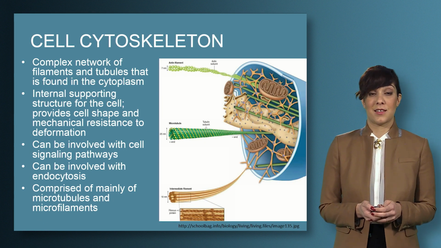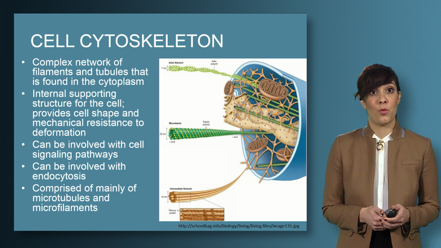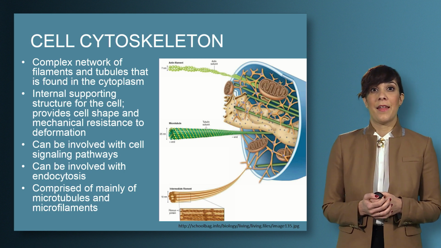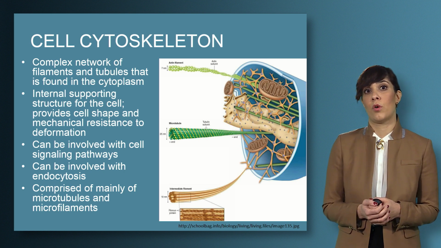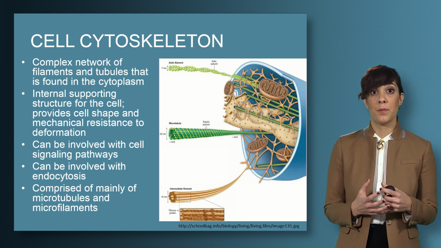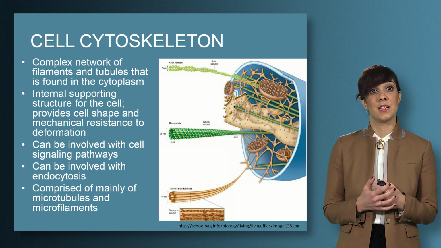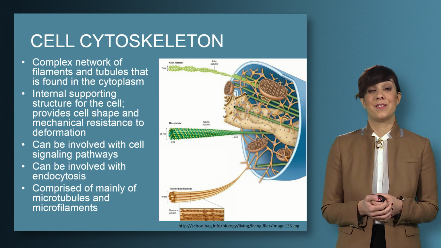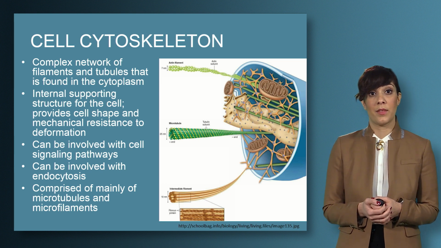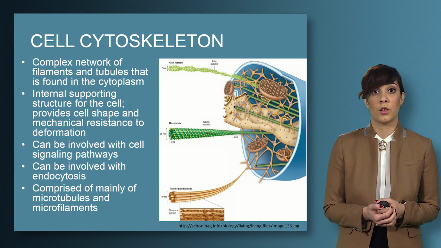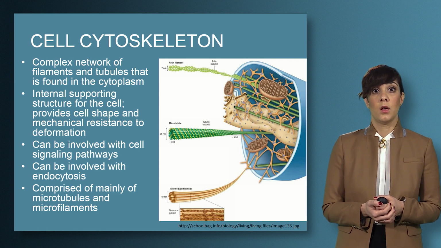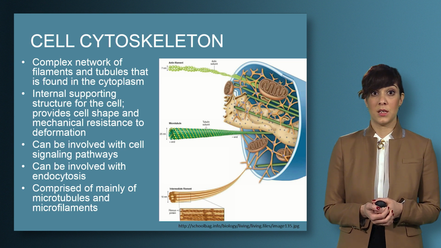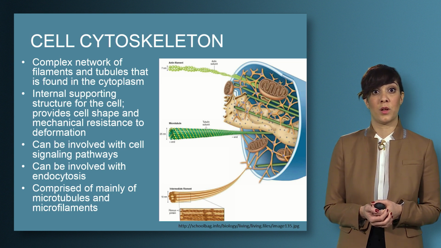Each cell has a cell cytoskeleton, and this is a complex network of filaments and tubules that are found within the cytoplasm of the cell. And the cell cytoskeleton has a really important role in terms of supporting the shape of the cell and providing mechanical resistance to deformation of the cell so they don't get smushed. They can be involved with a variety of cell signaling pathways and are involved with endocytosis, and that's when you bring in certain molecules within the cell. The cell cytoskeleton is comprised mainly of certain proteins called microtubules as well as microfilaments.